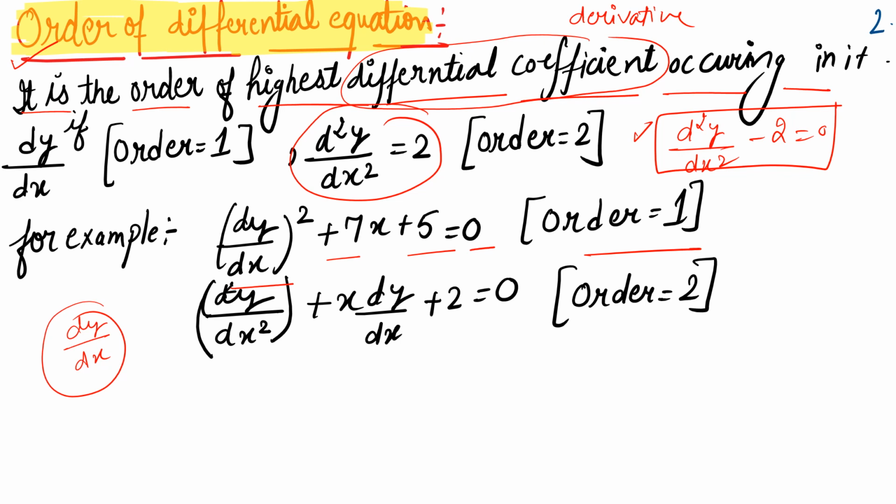Now d square y upon dx square plus x dy upon dx plus 2 equal to 0. What is the order of this differential equation? Highest order. This is the first order differential. And this is the second order differential. So order is 2 here.